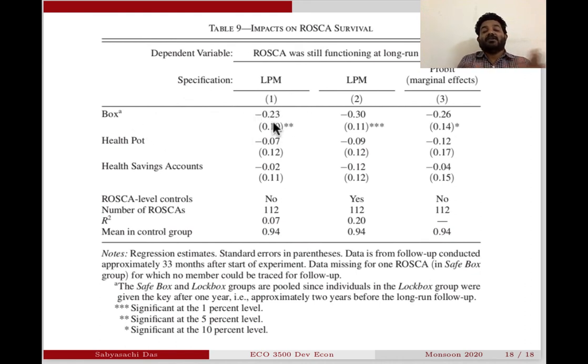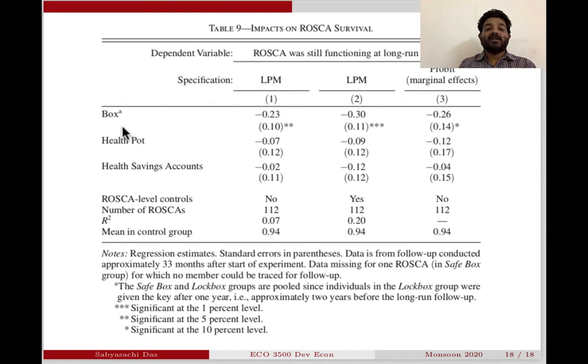So basically they have disintegrated, meaning that what they're implying is that these people now have an instrument in the form of a safe or a lock box, which allows them to save money to meet these kinds of specific needs. So health was just one marker, but they could use this box for other purposes also, and therefore that basically reduces the need to rely on these kinds of savings collectives.